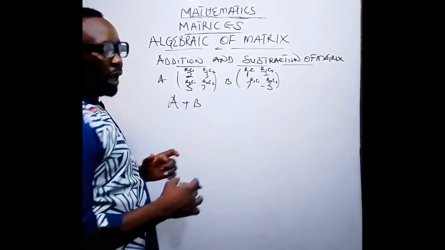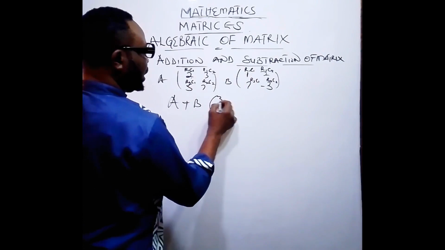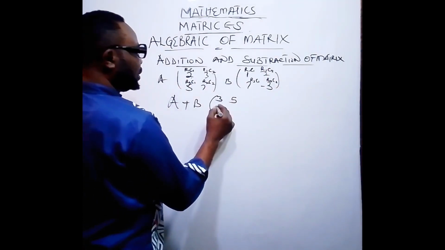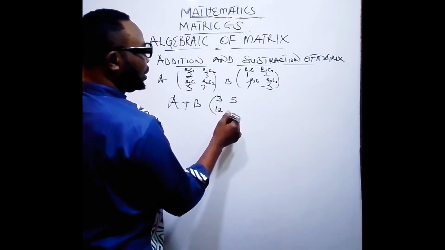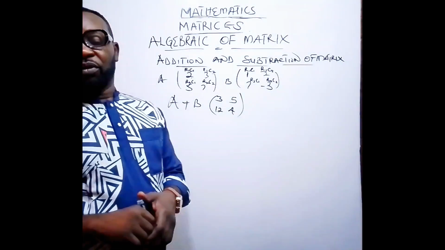This is possible to be added together. You now have 2 plus 1 is 3, 3 plus 2 is 5, 5 plus 7 is 12, and 7 plus minus 3 will be equal to 4, because that eventually becomes 7 minus 3.